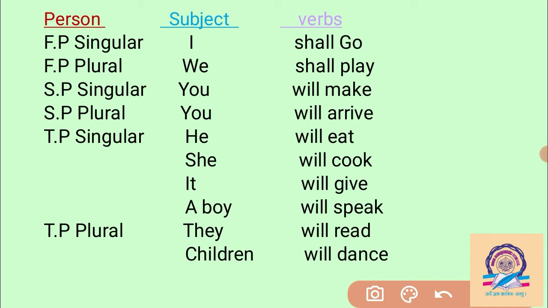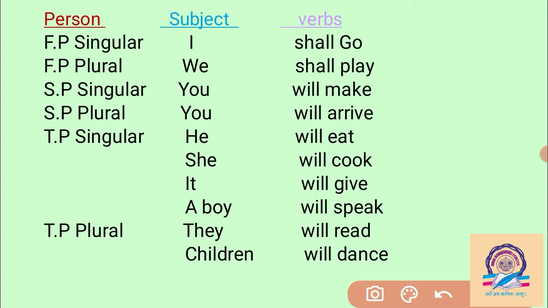So for that we have to use will and a verb, for example, will dance here. In short, we can remember one thing here. If the subject is I and we, then we have to use shall here. For the rest of the subjects, we have to use the helping verb will here.